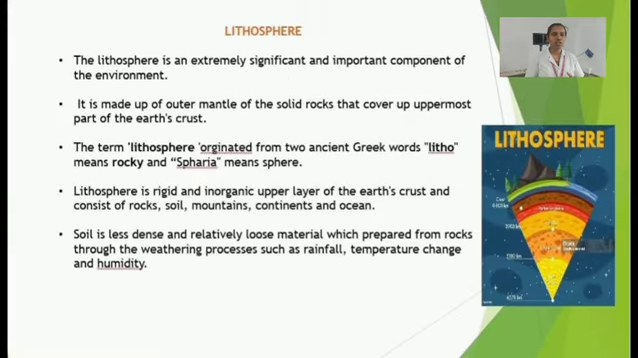Next we have to see the lithosphere. Lithosphere comes from the Greek word litho means rock, sphere means earth. That's the outer layer of the earth. It's made up of solid rocks, soil, mountains and continents.